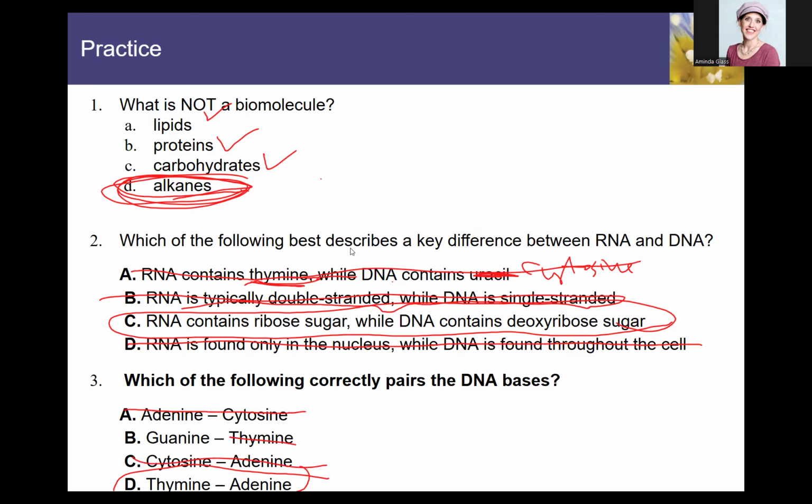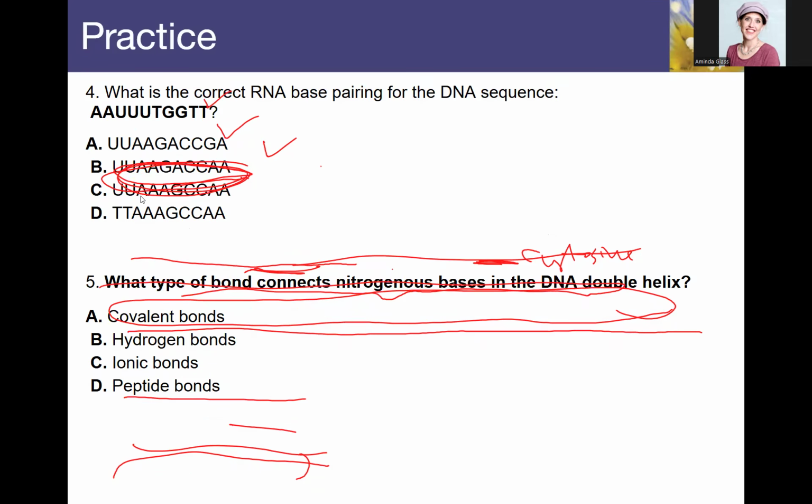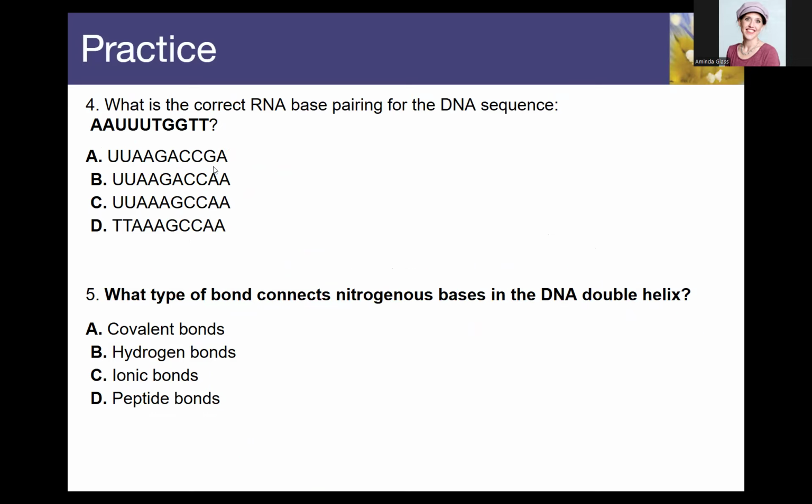Okay. Let's look at these two. What is the correct RNA base pairing for the DNA sequence AATTTGGTT? So we're looking at RNA. So we're going to be using uracil.